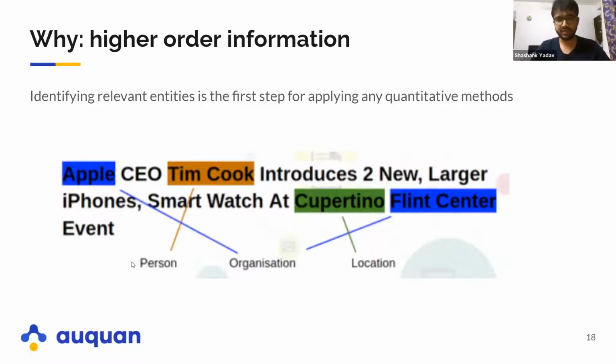For example, this is just a piece of text, but you'll need to identify that this Apple refers to an organization that is named Apple. Tim Cook is the name of a person. Tim and Cook are not different words. They are one entity who is a person, and similarly Cupertino and Flint Center. So they give you higher order information to train against.